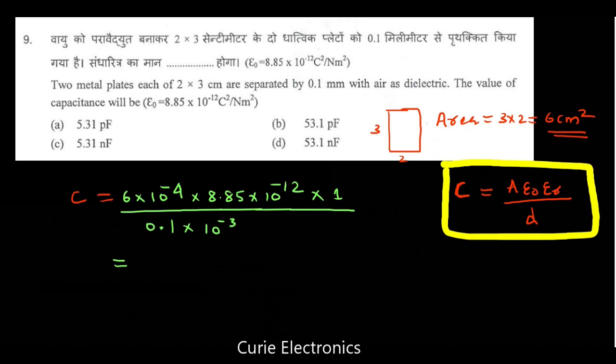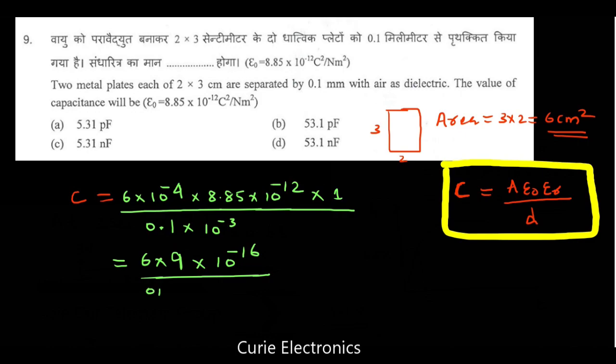Now we will simplify this. This 8.85 I will round off to 9 because we are not having a calculator in the exam. So 6 into 9, multiplied by 10 to the power minus 4, 10 to the power minus 12. Same base, so powers we can add. So when you add, we will get 10 to the power minus 16 upon this 0.1, we can multiply and divide by 10.